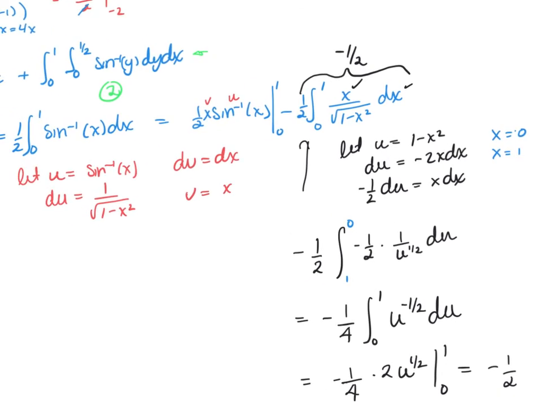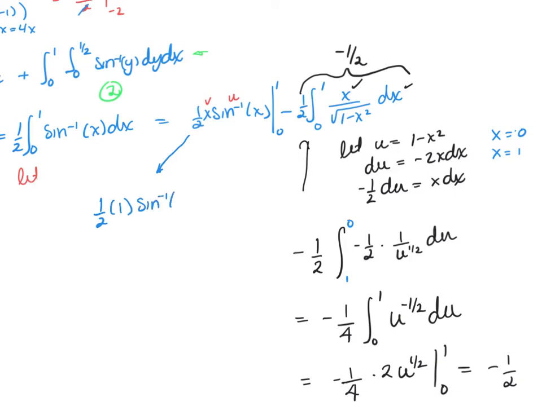Now, I do need to evaluate my first 1/2 x sine inverse of x from 0 to 1. So doing this evaluation, I have 1/2 multiplied by 1, the sine inverse of 1, and then I end up with minus 0. So that's kind of nice. Now the sine inverse of 1 is equal to pi over 2. So I end up with 1/2 multiplied by pi over 2, which gives me pi over 4.